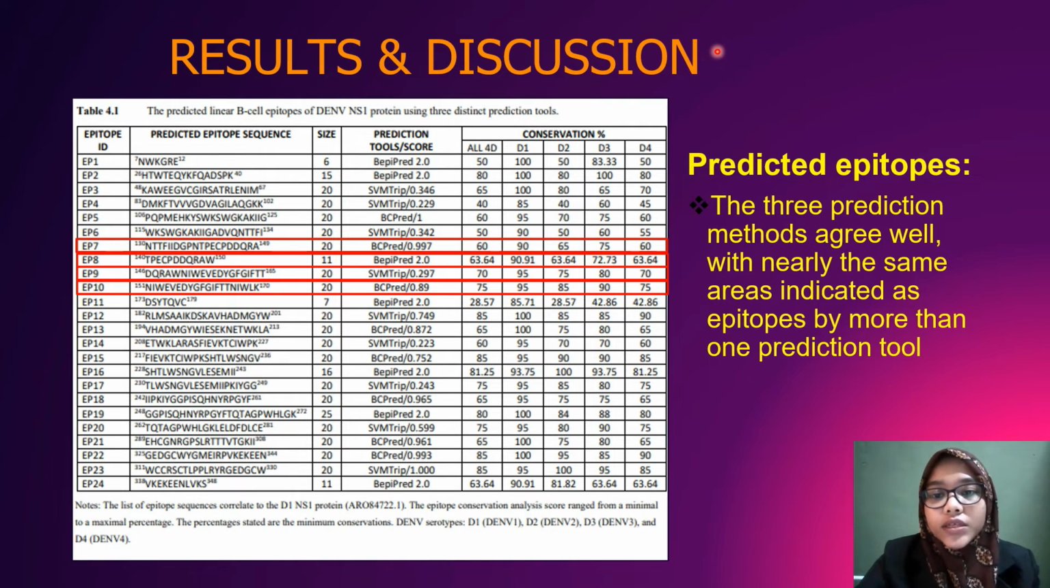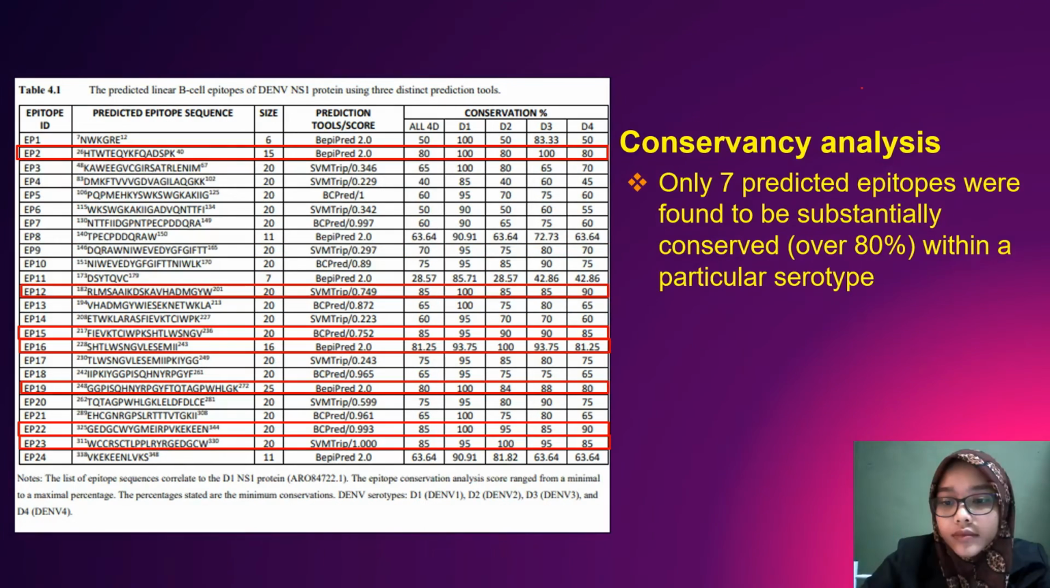The 3 prediction tools agree well, with nearly the same areas indicated as epitopes by more than one prediction tool. For instance, epitopes 7, 8, 9, and 10 overlap with each other. The overlapping epitopes have been summarized in a table which I will show later. Move on to the conservancy analysis result.